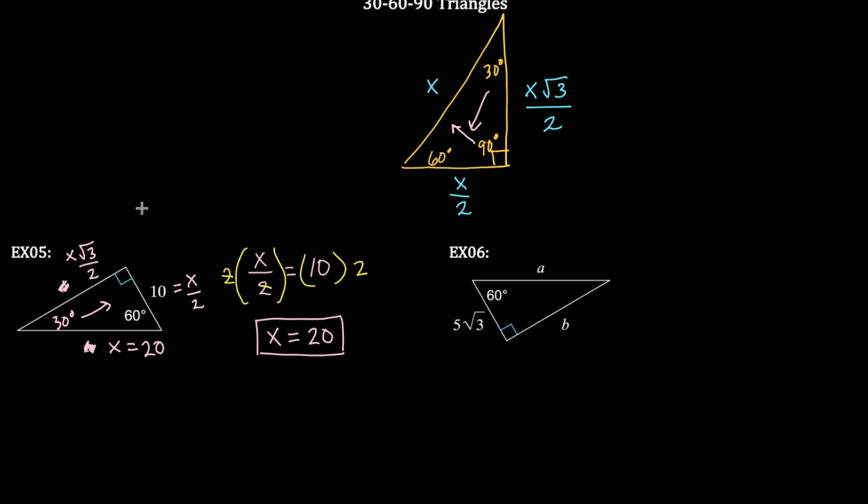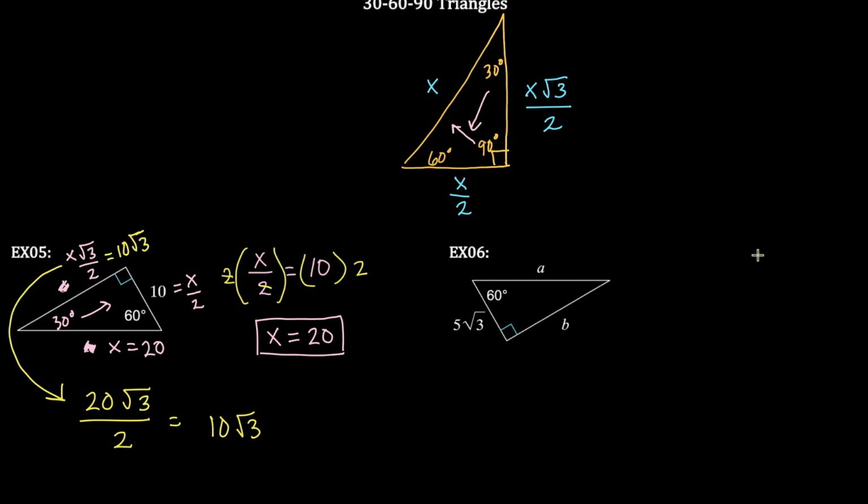And then that would mean that this is 20 square root of 3 over 2. But you can actually simplify this. You don't have to do it with each one because it doesn't say plus, but 20 divided by 2 is 10. So you get 10 square root of 3.